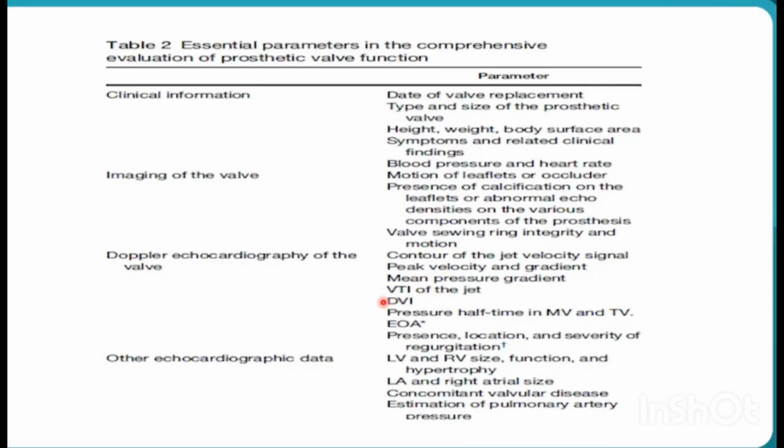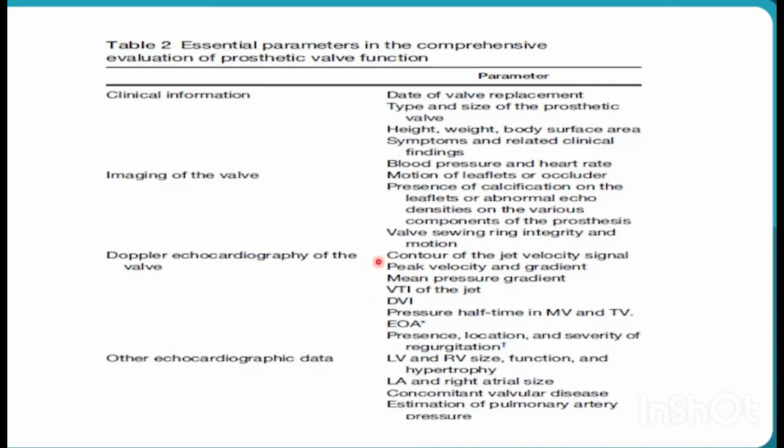So we'll study what this is. Then pressure half time, especially in case of mitral valve and tricuspid valve, not so in aortic valve. Then EOA, the one that was previously discussed, and whether there is any regurgitation, whether it is a pathological one or just a washing jet. All this will be studied in the next slides.